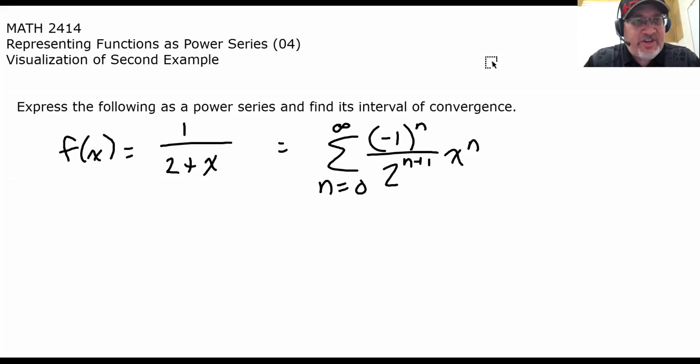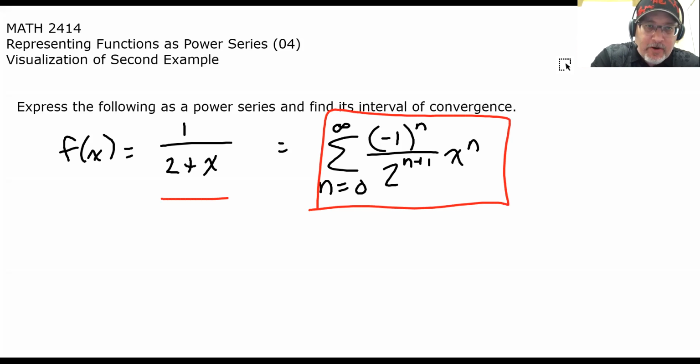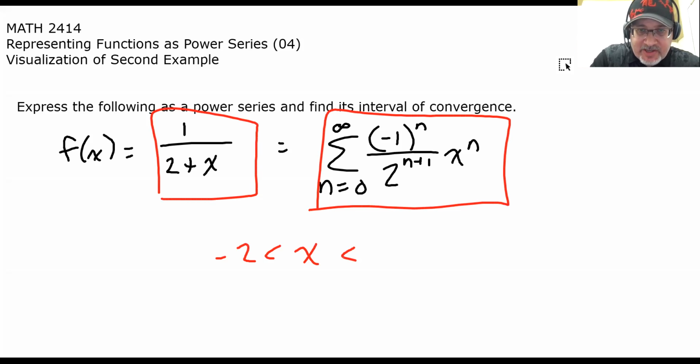Math 2414, representing functions as power series, video 4, visualization of the second example. As soon as I ended the previous video, I remembered that I wanted to give you the graphical interpretation of saying that this power series converges to this on the interval -2 is less than x is less than 2.